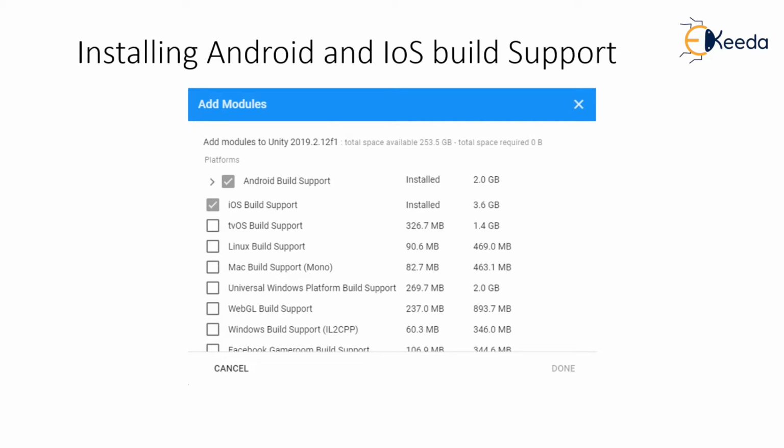Next, after installing the latest version of Unity, you need to install the Android and iOS build support. This can be found in the Add Modules section when you install the Unity software. As you can see on the screen, you have to have the Android build support and the iOS build support, since you'll be running your virtual reality experiences on your Android cell phones.